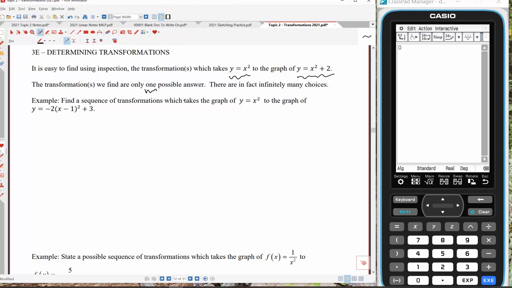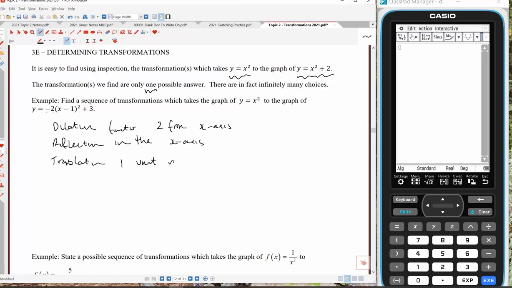Find a sequence of transformations which takes the graph of this to this. So this is one that I hope you can do via recognition. What I'm noting here is that this will be a dilation factor 2 from the x-axis. It'll be a reflection, so that's the negative in the 2 there, a reflection in the x-axis. It is a translation 1 unit right, and a translation 3 units up.